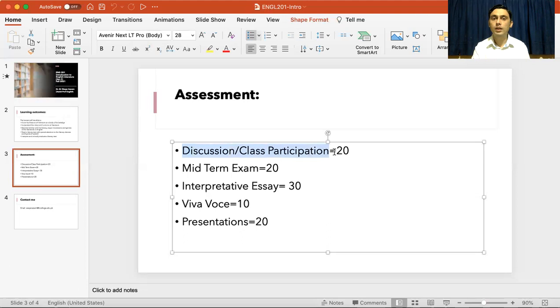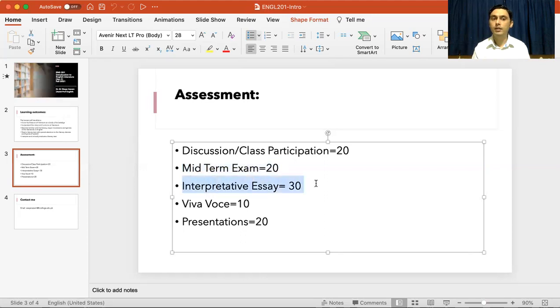So the discussion and class participation alone will carry 20% of the grade. You also will have a midterm exam. In the midterm exam, you will be writing an analysis of a literary text that I assign to you. It could be an analysis of a short story or of a poem or of an extract of a novel or of a drama, a one-act play. The midterm will carry 20% of the grade.